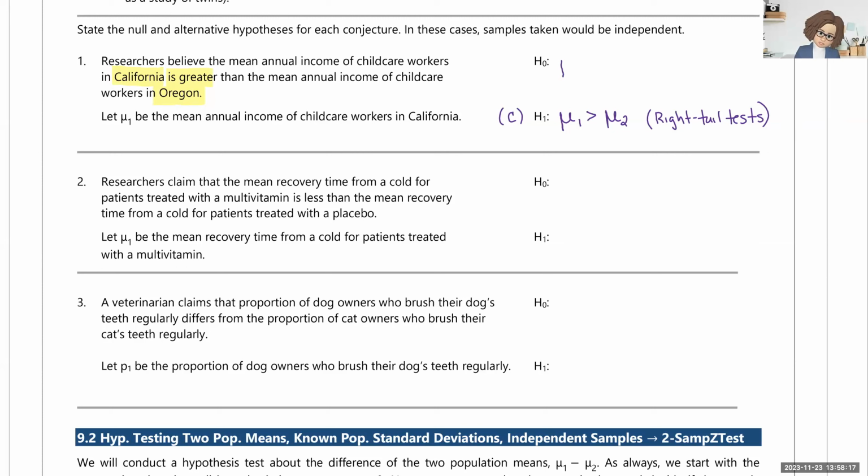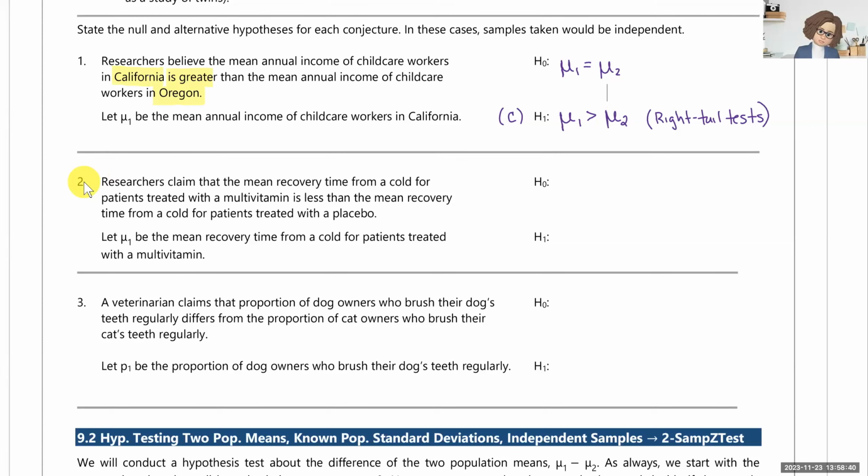The null hypothesis will always get equality. And as always with hypothesis testing, we'll assume that the means are equal, but then go out and gather evidence to argue against that in support of a claim that the mean is greater in California than in Oregon. All right, let's do another one.